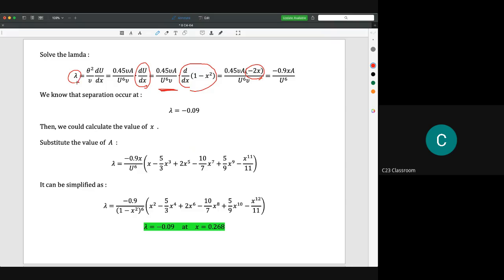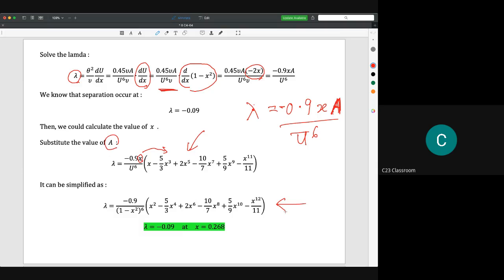Lambda is equal to 0.9 minus 0.9x A over U to the power of 6. Then what you need to do is expand the value of A, so we substitute with the value of A here and the equation will become like this. Because we have another x here, to simplify our calculation, we merge it with the other x term, and then we get this equation.